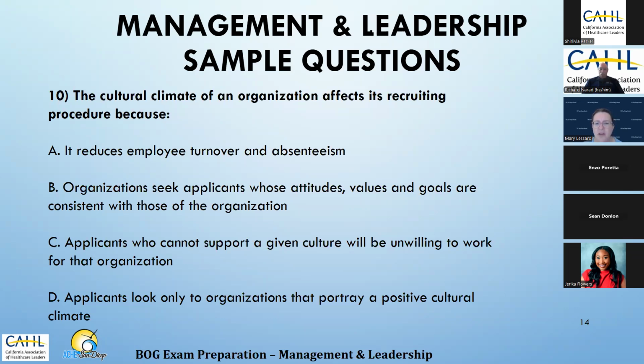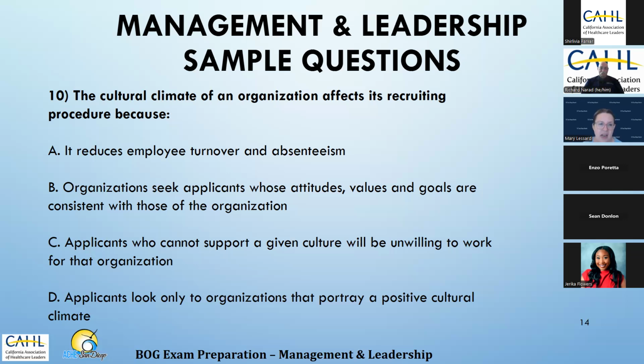Applicants who cannot support a given culture will be unwilling to work for that. I don't like this answer. It seems too specific. While this is definitely something, you wouldn't want to hire people who are not aligned with your organization. Just the way the question is worded, I don't think it's the best option, focusing on "cannot," like a negative.